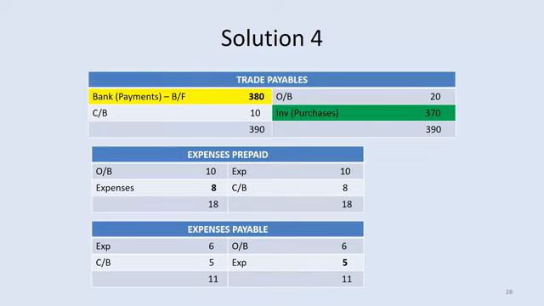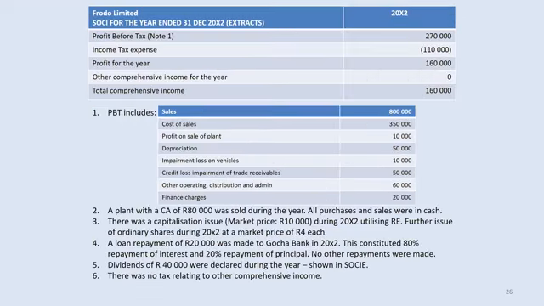Our expenses prepaid and our expenses payable, same concept, process our opening balance and our closing balance. And we also use our expenses that were actually incurred during the year. And you'll find that that should come directly from our OPEX, our operating expenditure that we are applying.